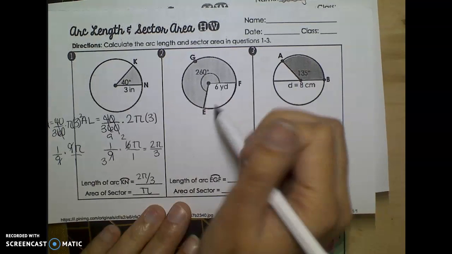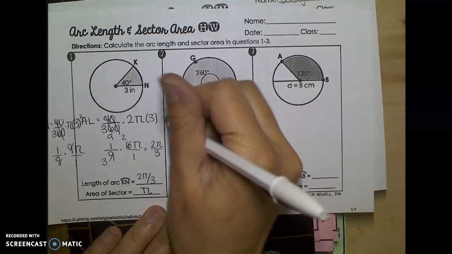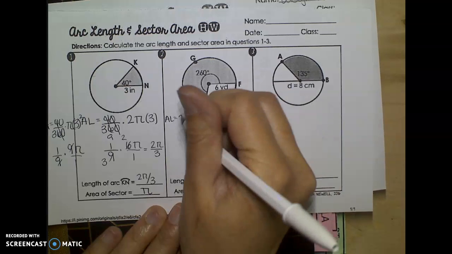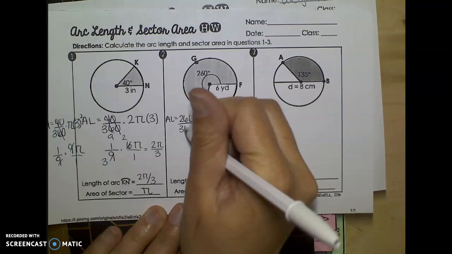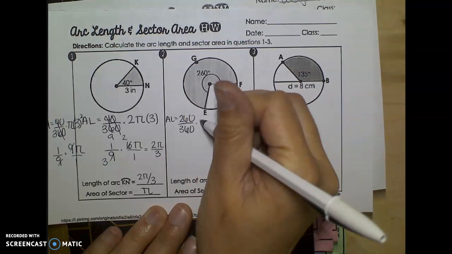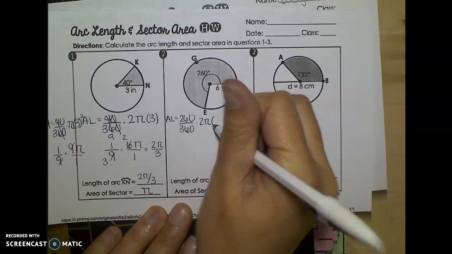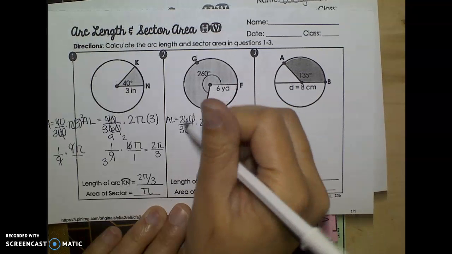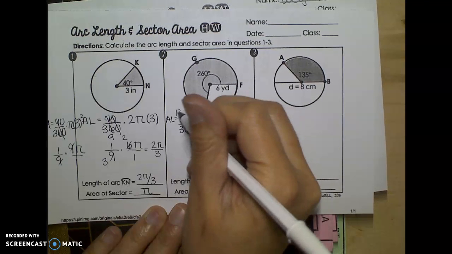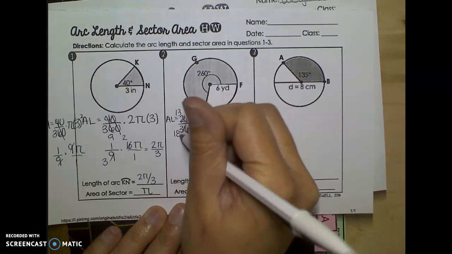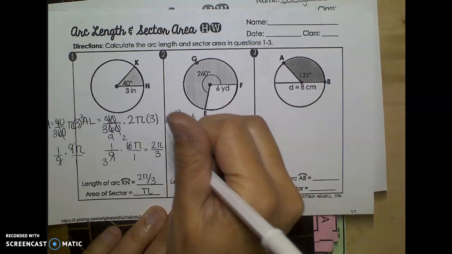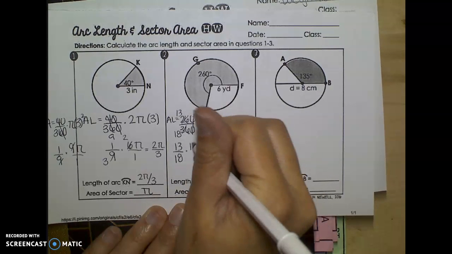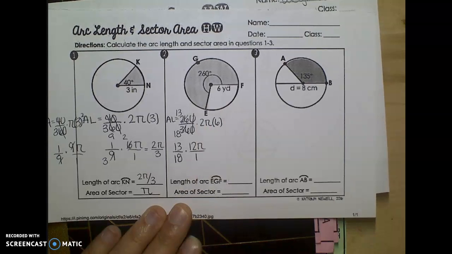Okay. Here, if I do arc length, I'm going to try to write a little smaller. We're going to do degrees over 360, so 260 over 360 times 2 pi r, which is 6. And so I can cancel out the zeros. I know for sure that 2 will go into this, so like 13 here and 18 there. And then 13's prime, so that's going to have to stay. So it'll be 13 over 18 times 12 pi, which is over 1.